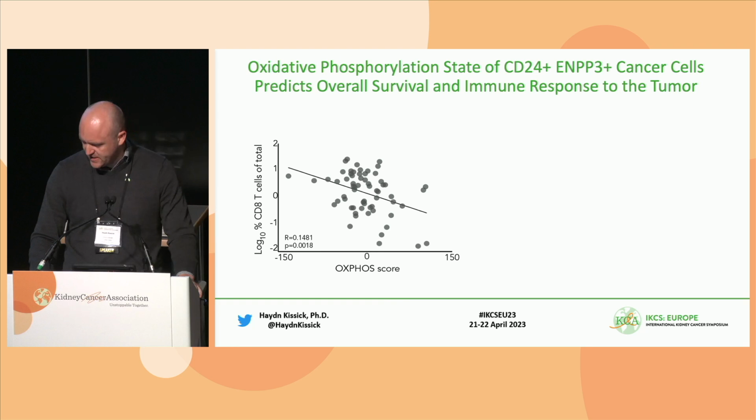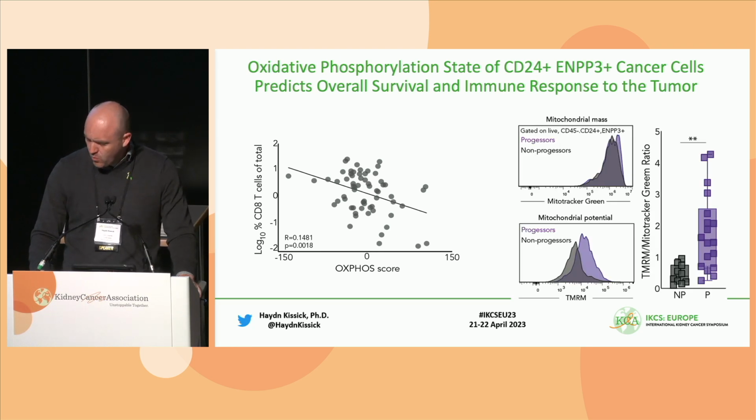So that R squared is wrong. It should be around 0.4, minus 0.4. We can quantitate this in the cells, so because we can stain the pure cancer cells, we can now start to stain their mitochondria, mitochondrial potential, and all sorts of things like that.